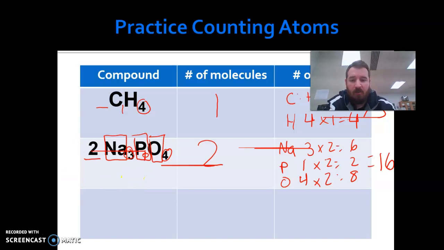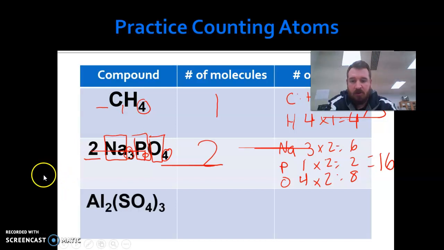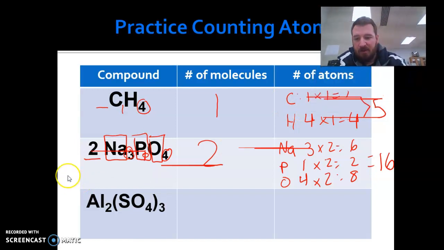Let's try one more practice together. Oh boy. Oh man. This one looks tough. But I think we can do it. Alright, so first thing we want to identify is how many molecules we have. We're going to look at our coefficient out front. I do not see a coefficient, so we're going to assume there is only 1 molecule present. Okay.